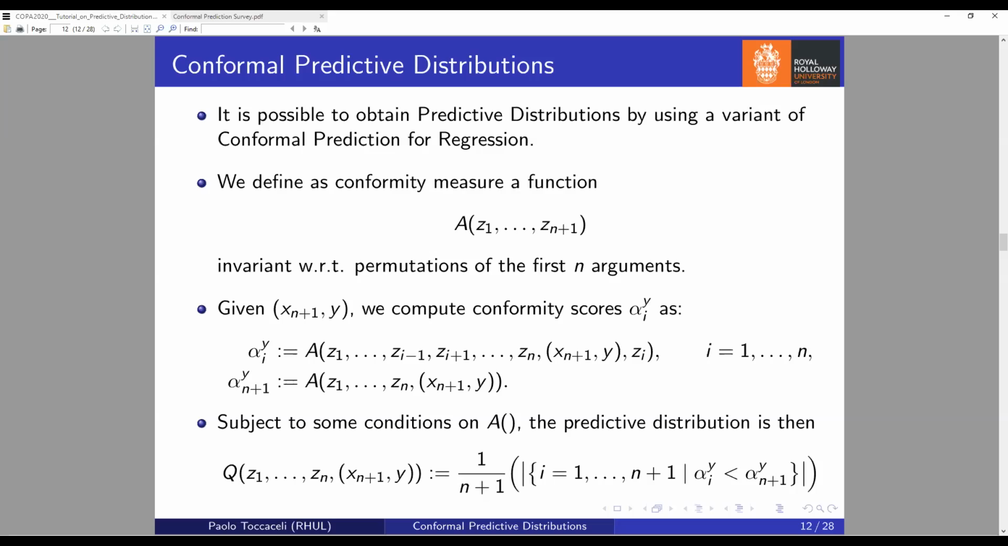So we are basically retraining our underlying algorithm with a new training set in which I replaced the test observation in place of the ith element, and I obtain n+1 alphas. So, subject to some conditions on the function capital A, the predictive distribution is given simply by counting the alphas that are less than the alpha of the n+1 element, and dividing this by n+1. You could view it, as some people observed before, as a sort of rank statistic.